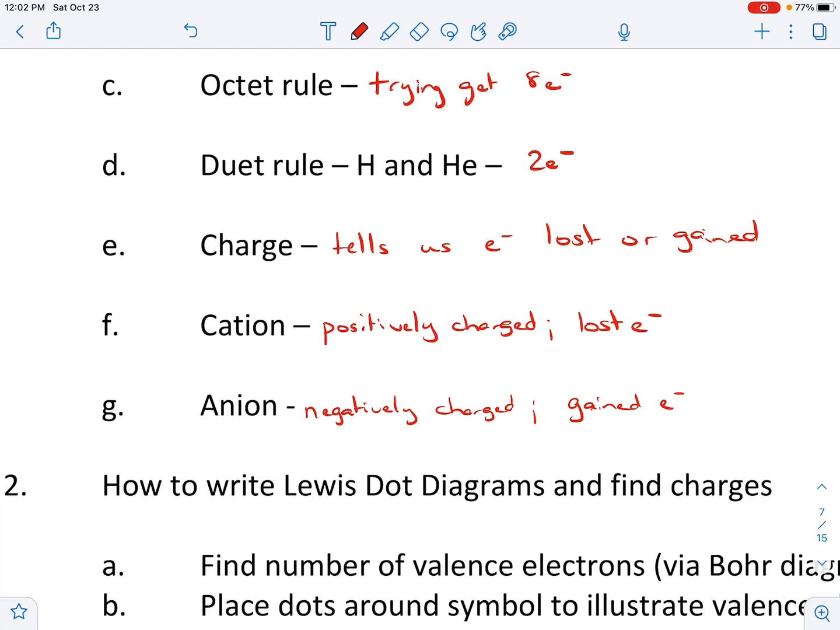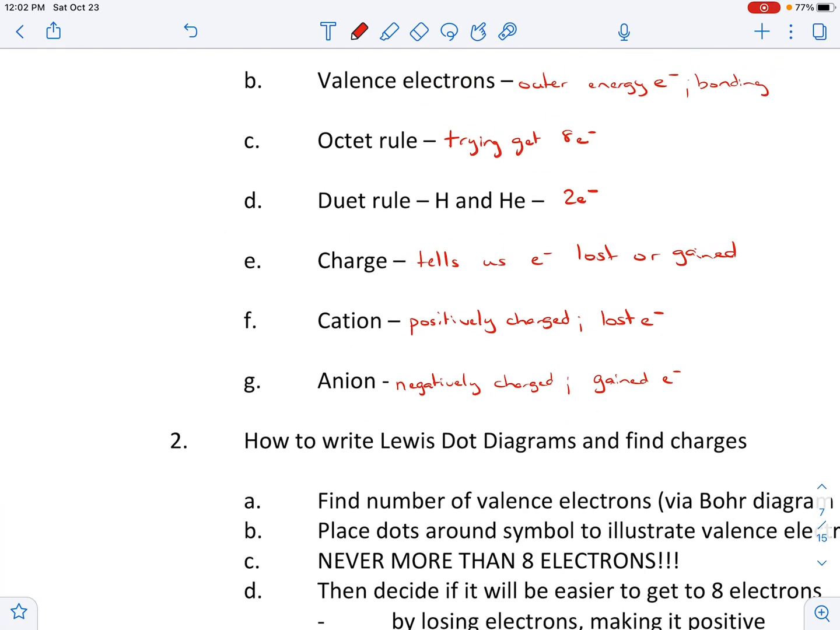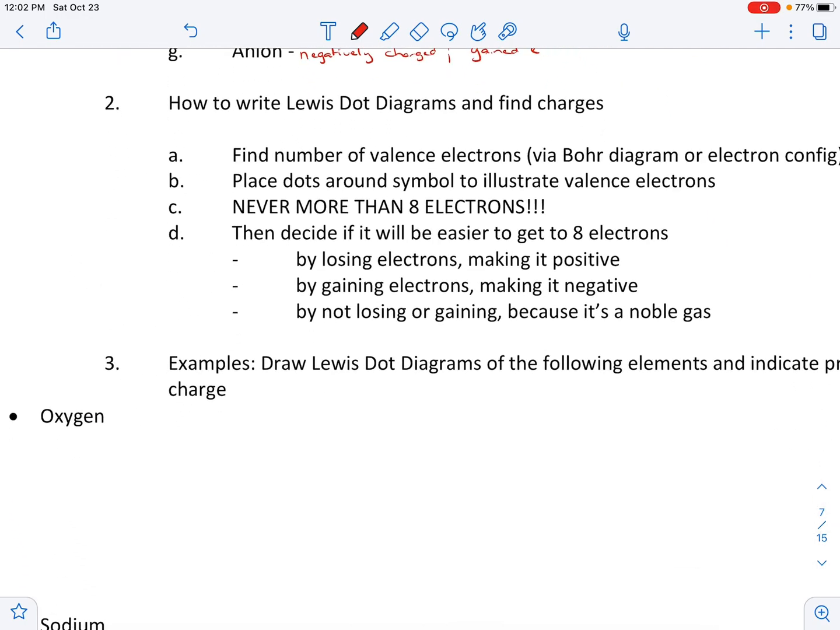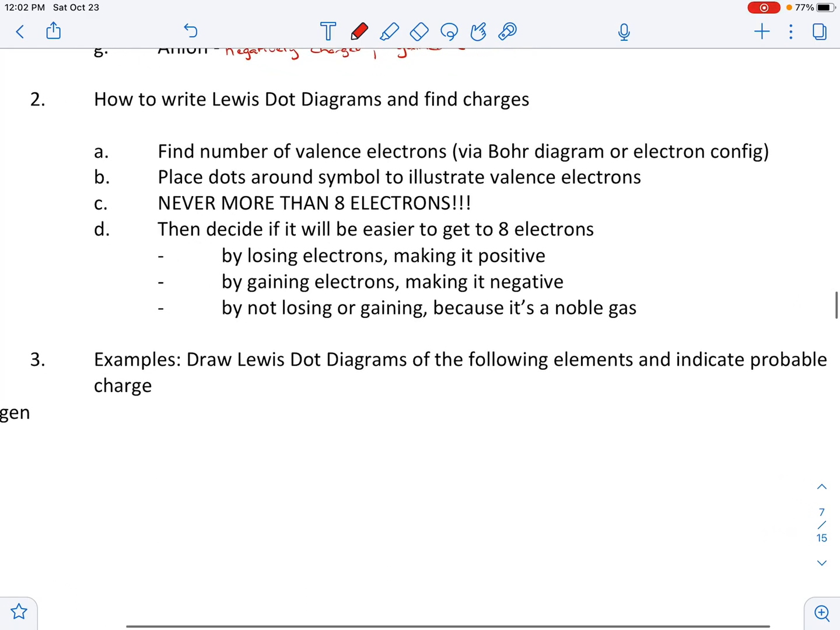Okay, awesome. So let's see if we can put this into practice here. We've got how to write Lewis dot diagrams and find charges. So our first step is we want to find the number of valence electrons. We can either do that via the Bohr model, or we can do that via the electronic configuration. It is up to you. Then we're going to place the dots around the symbol to illustrate the valence electrons, and it's going to be very similar to what we did in the Bohr model, where we put them opposite and then double them up if possible. Remember, this is huge, all right? There is never more than 8 electrons around, all right?